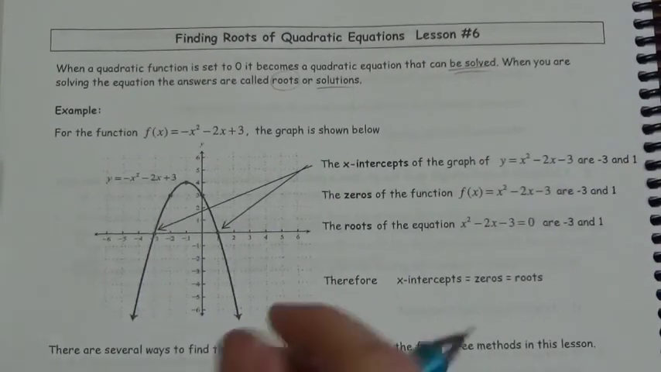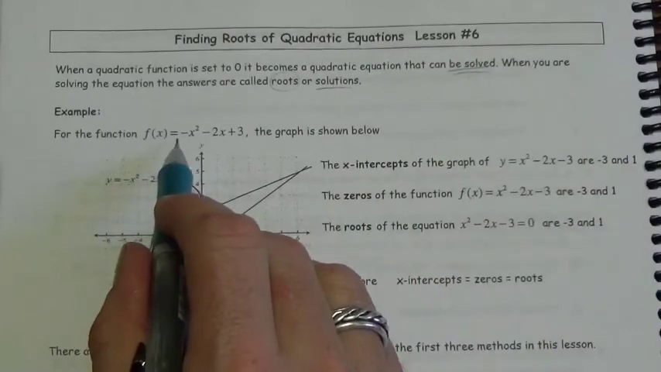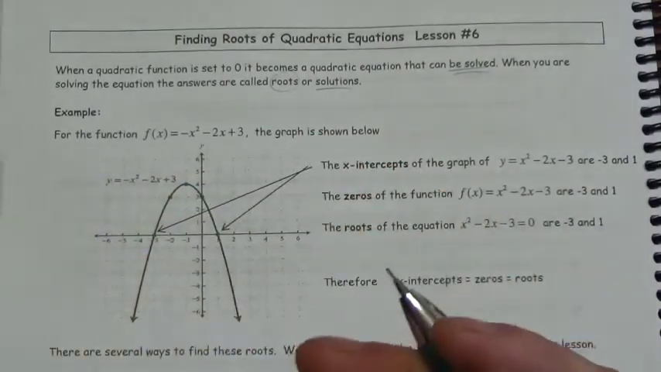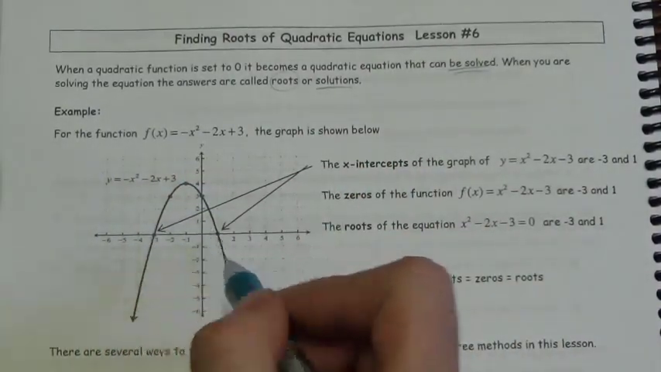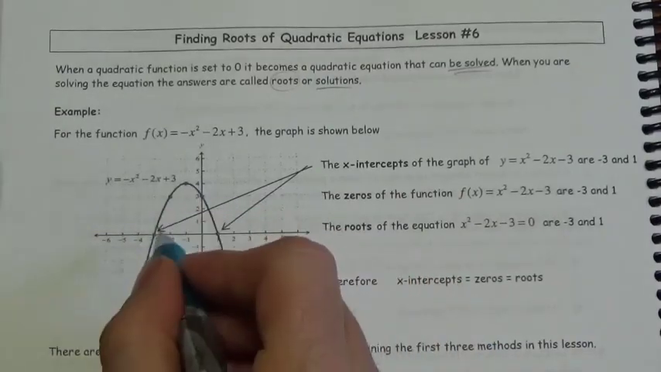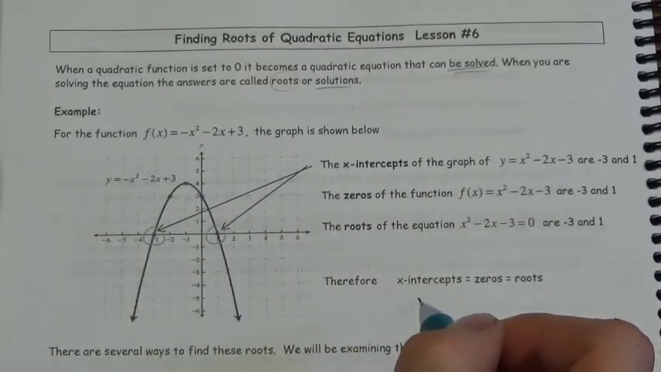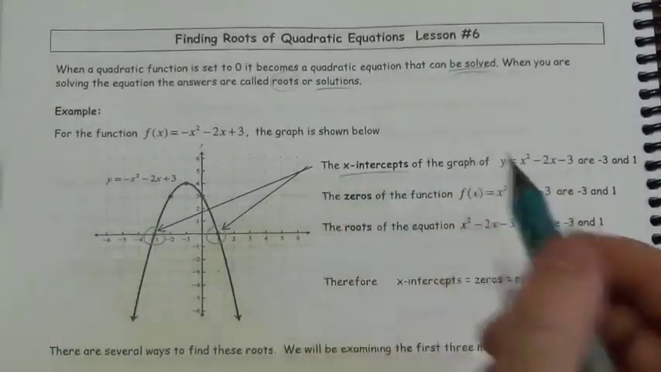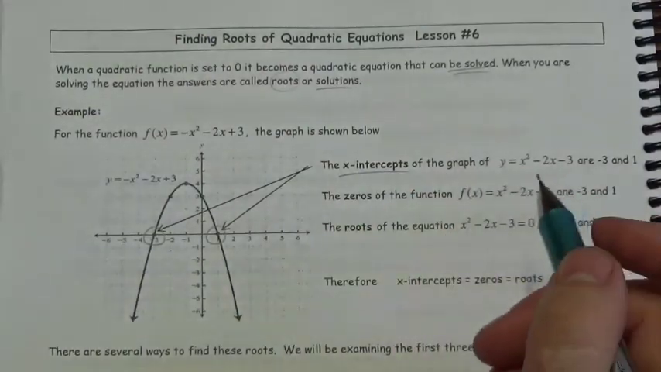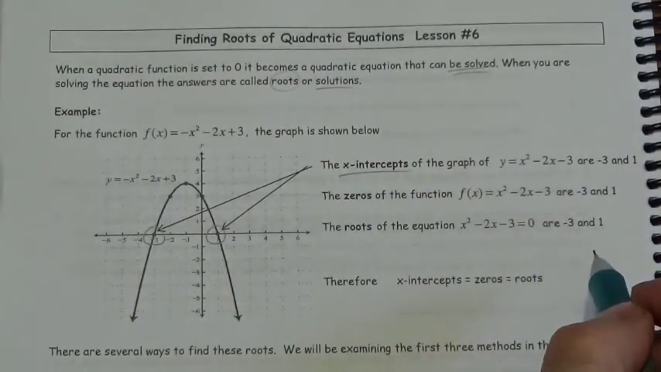Now, here's a picture of a graph. Here's a picture of negative x squared minus 2x plus 3. We are looking at the x-intercepts of the graph. So here's the parabola. Our focus is now on those particular points here. We would call those the x-intercepts of that graph, and they are negative 3 and 1.